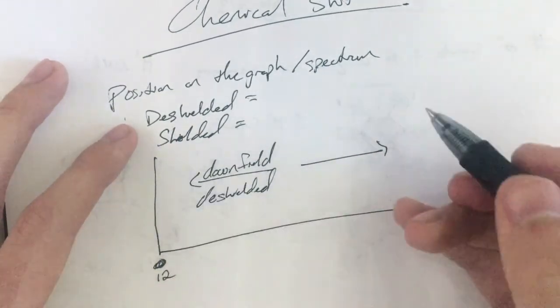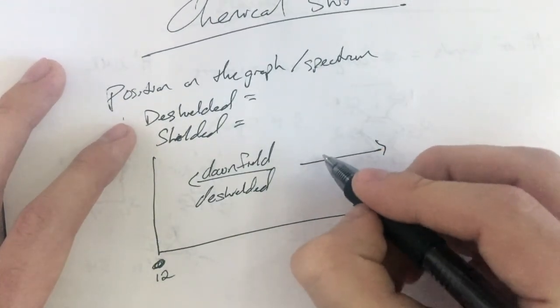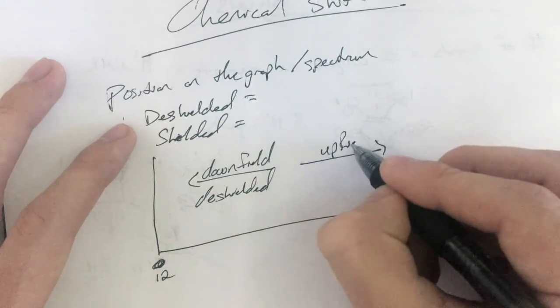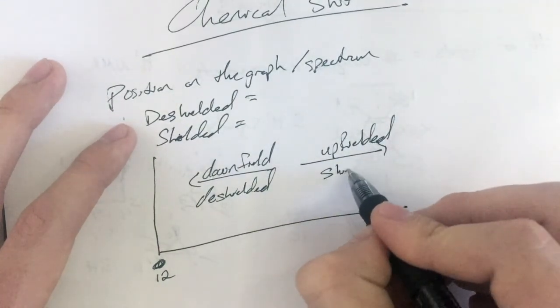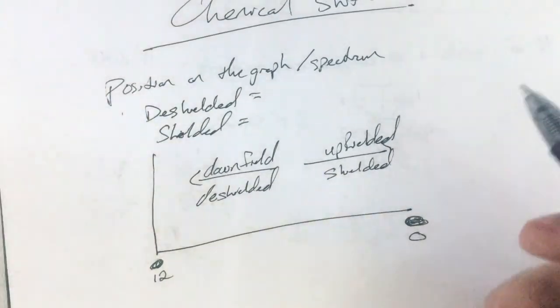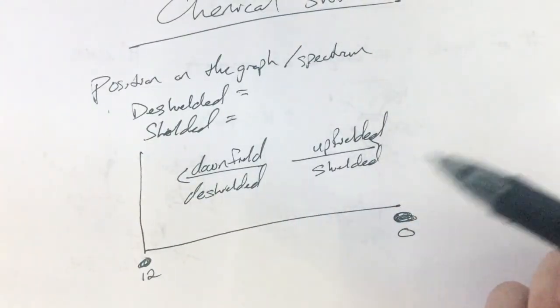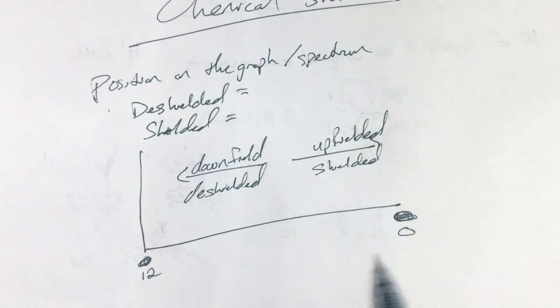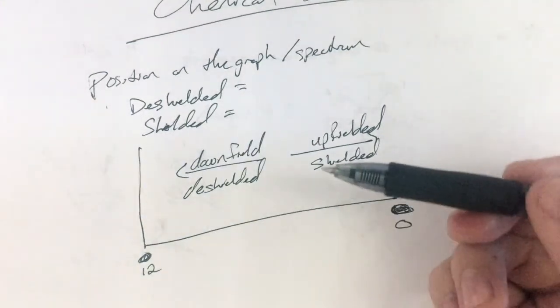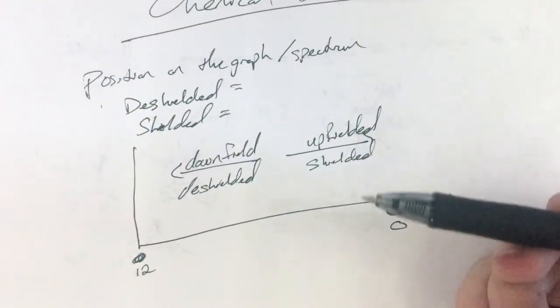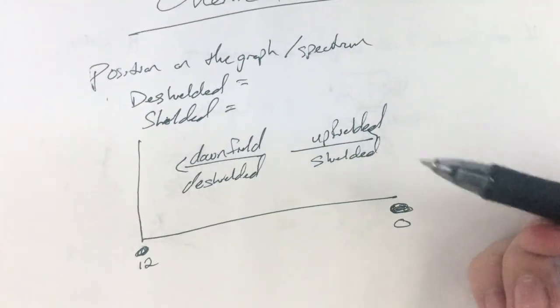And if something is upfield, what it must be is shielded. Now, what this means has to do with the electrons that are surrounding the hydrogens. So really, how protected is it versus how unprotected is it? That's one way of thinking about it.